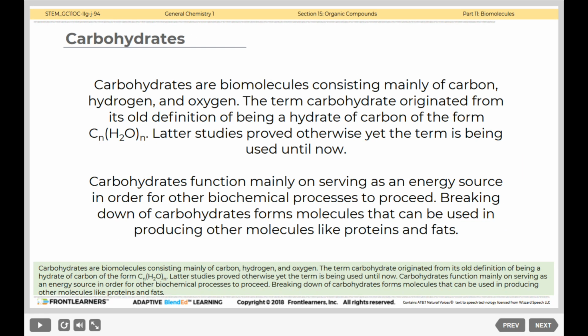Carbohydrates are biomolecules consisting mainly of carbon, hydrogen, and oxygen. The term carbohydrate originated from its old definition of being a hydrate of carbon of the form CnH2nOn. Later studies provide otherwise, yet the term is being used until now. Carbohydrates function mainly on serving as an energy source in order for other biochemical processes to proceed. Breaking down of carbohydrate forms molecules that can be used in producing other molecules like proteins and fats.